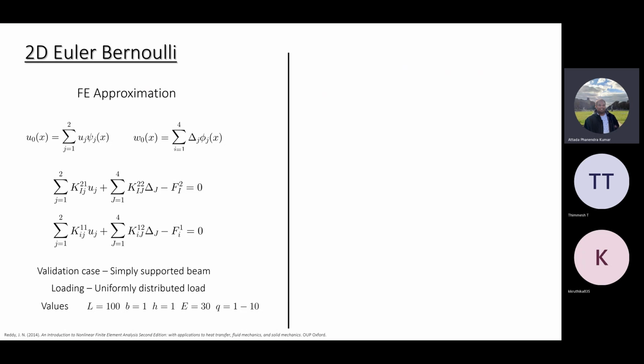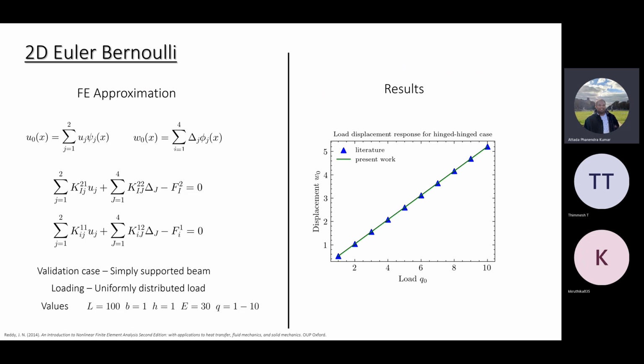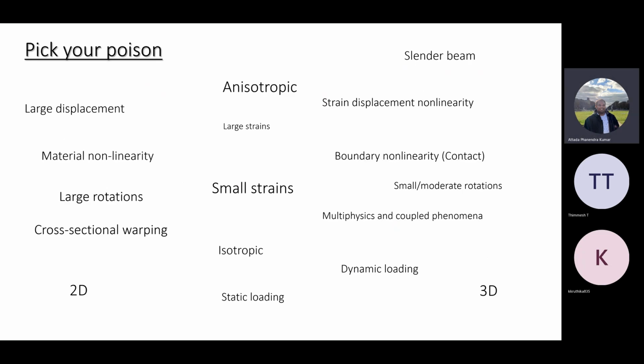So here, this is taken from literature. The validation case is a simply supported beam with UDL. These are the parameters, and this is the result. We expect the result to match exactly with the experimental values because this is a very simple case. And now let's move on to problem 2.